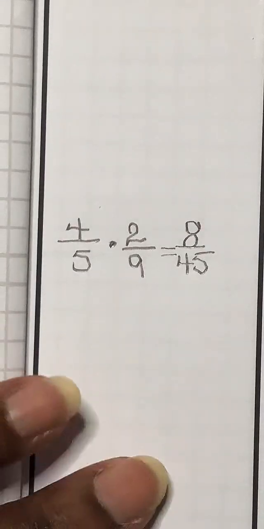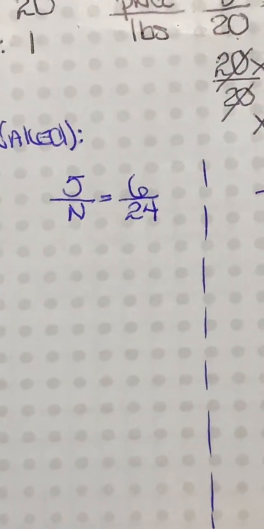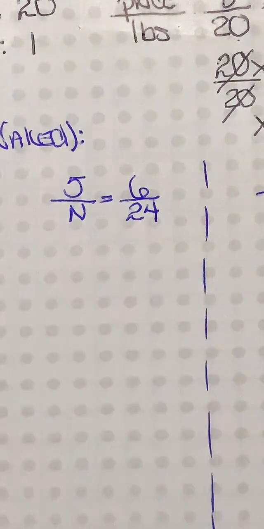All right? Okay. So, give this one a try. 5 over n equals 6 over 24. Okay, give it a try.